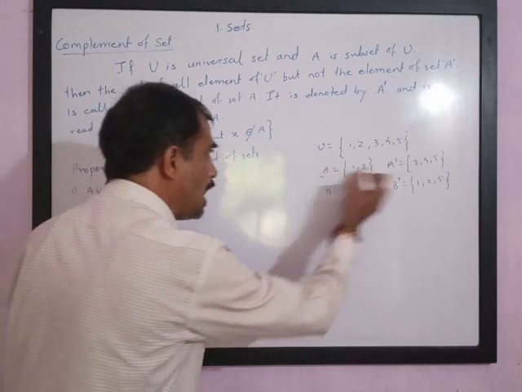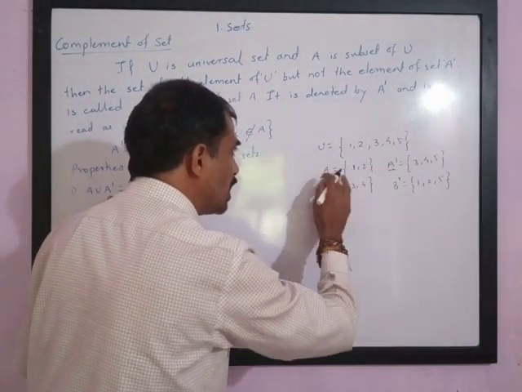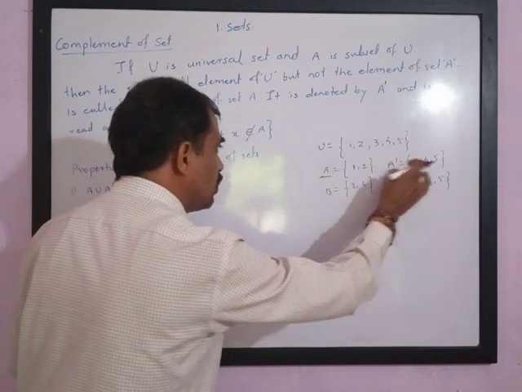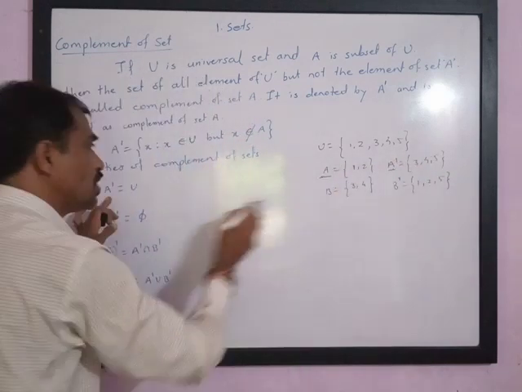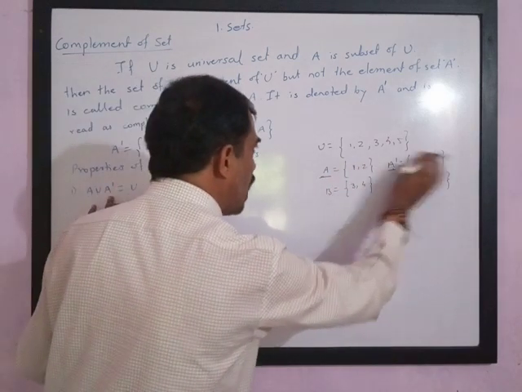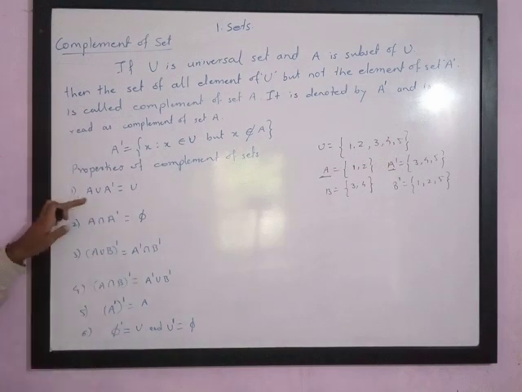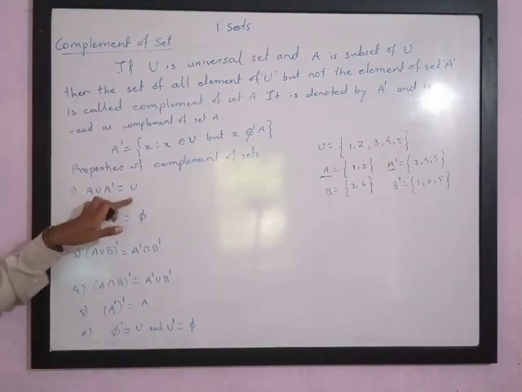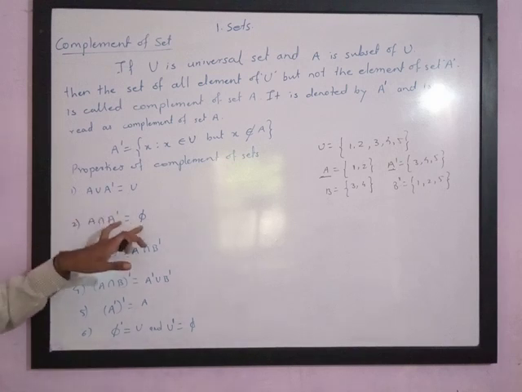If you combine these two sets, union means the set of all the elements of these two sets, you will notice that A union A complement is equal to the set {1, 2, 3, 4, 5}. It means it is the universal set itself. So A union A complement is equal to the universal set itself. Then A intersection A's complement is equal to the null set.